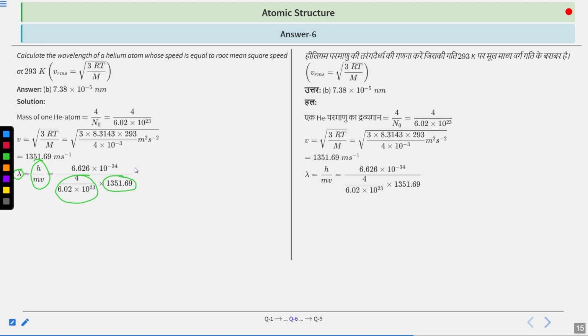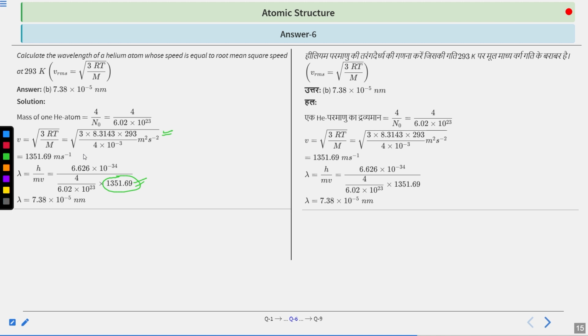Now on doing this, we get the value of lambda as 7.38 into 10 to the power minus 5. How do we get this value? Very simple. We have just used the formula root under 3RT by M and we got this value. The values of 3, R, T, and M we all know. We have done this here, which is 1351.69, so this is your answer.